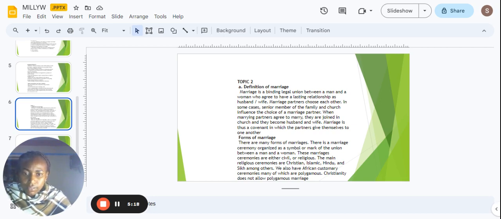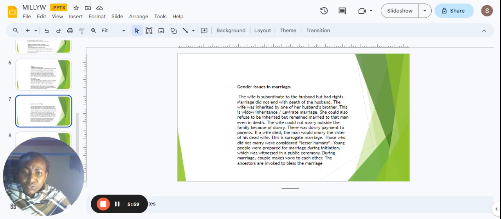Let's look at the forms of marriage. There are so many forms of marriage. There is a marriage ceremony organized as a symbol or a mark of the union between a man and a woman. These marriage ceremonies are either civil or religious. The main religious ceremonies are Christian, Islam, Hindu, and Sikh, among others. We also have African customary ceremonies, many of which are polygamous. Note that Christianity does not allow polygamous marriage.